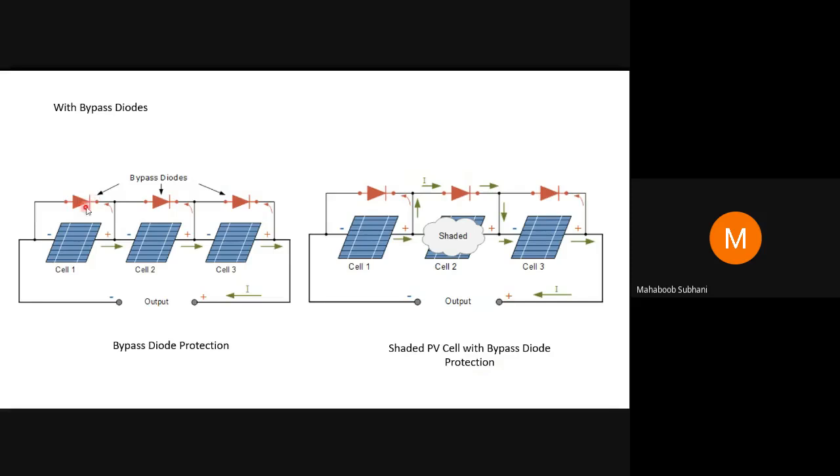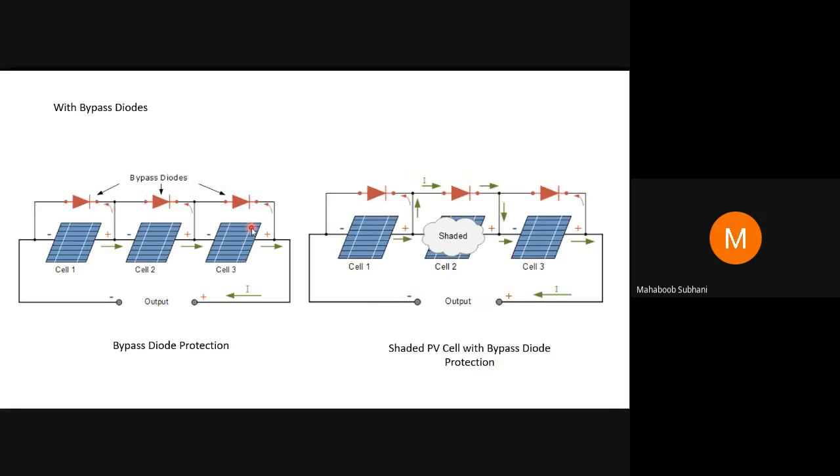Now for it to act in reverse bias, the cathode has to be connected to the positive terminal of the cell and the anode to the negative terminal. In that way, we'll get the reverse biased diode. Now similarly, the other two also.